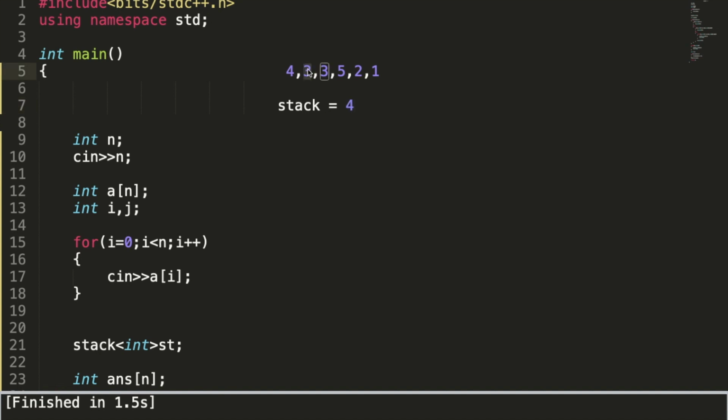See, 3 is greater than, 3 is less than 4. So I am going to keep the stack such that I store the elements in decreasing order. So after 4 I will be having 3. Fine. Now 3 comes. It means it is greater than or equal to the top element. So what will this 3 do? It is going to pop the elements. And in the stack, I am going to put the index, not the element itself.